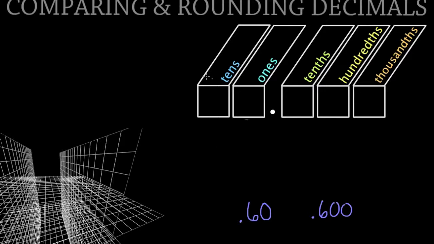We put them into our place value chart. We have a 6 and a 0, 6 in the tenths, 0 in the hundredths, and a 6 and a 0 and a 0. And remember, if we want, we could fill this 0 in. So what we actually have is 600 thousandths and 600 thousandths. And I know what you're thinking. Those are actually equal. And you're right, they are.